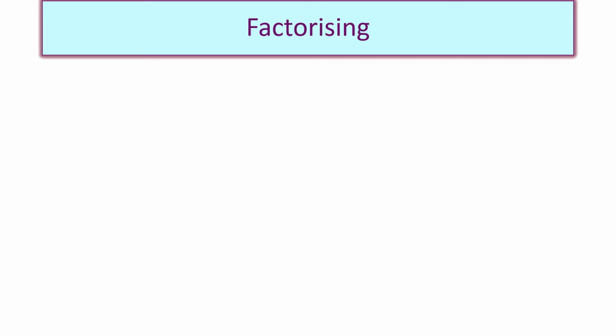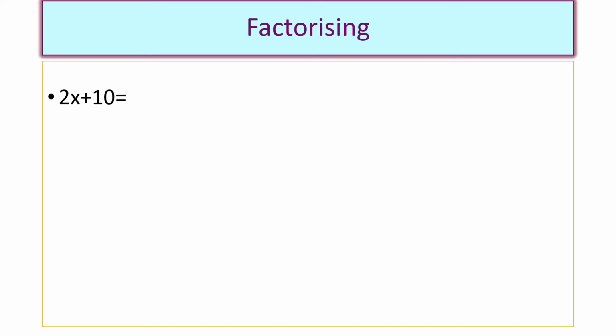In this video, we're going to look at factorising. Let's have a look at some simple examples first, like 2x plus 10. You need to find the highest common factor of 2x and 10. The highest common factor is 2. Now, 2 times what is 2x? That's x. And then 2 times what is positive 10?